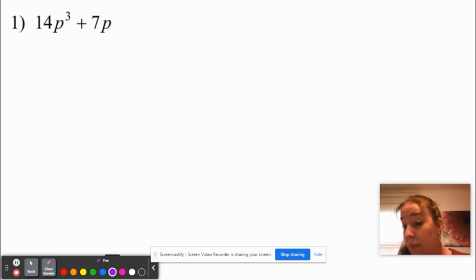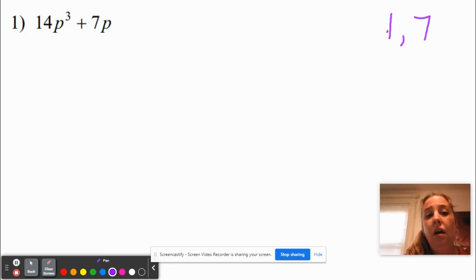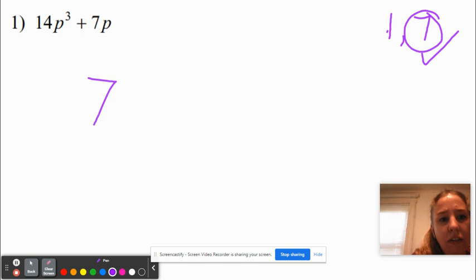So I always start with the smallest. What are numbers that go into 7? Well, 1 and 7. And then you start big and work your way down. Does 7 go into 14? Yes. So that is the greatest common factor. But also there is a p in both of these terms. So the p gets pulled out as well. So your greatest common factor is now 7p.